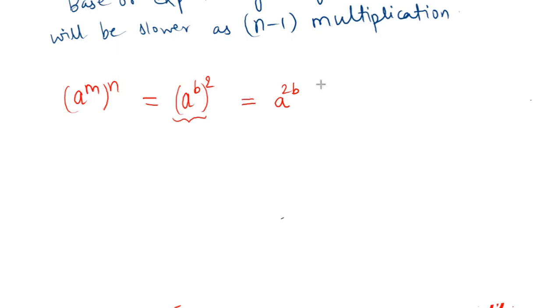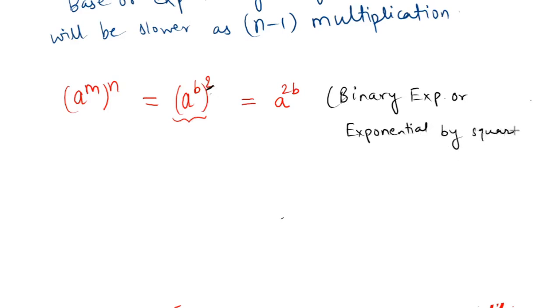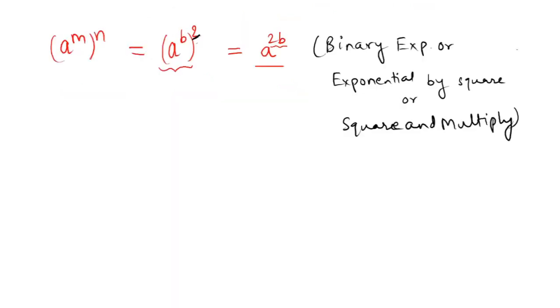This method is known as the binary exponentiation method, or exponentiation by squaring. Here you can see exponentiation is done by squaring, or the square and multiply method. These are the names given to this approach. Our objective here is to calculate a raised to b, not a raised to 2b.